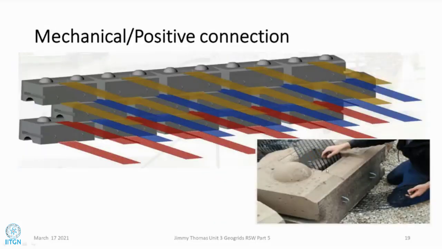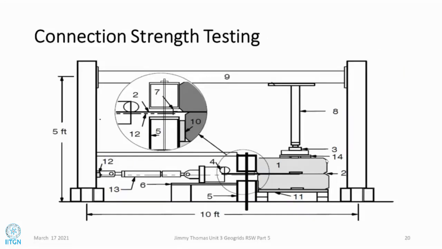Sometimes we have large blocks with a cavity inside. The geogrid goes up through the cavity and back like that, sort of a wraparound kind of thing. So this also will give a positive connection. Where it is frictional, it has to be tested actually. We have to conduct tests to measure the connection strength.